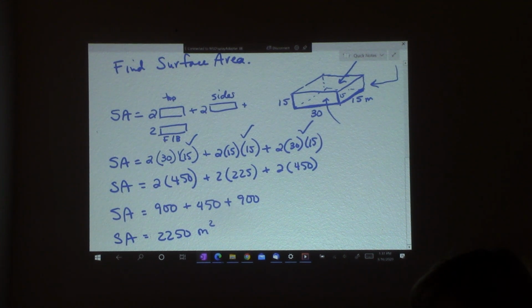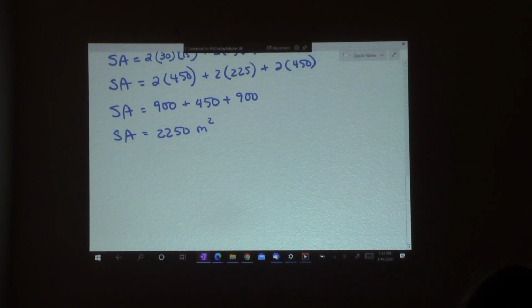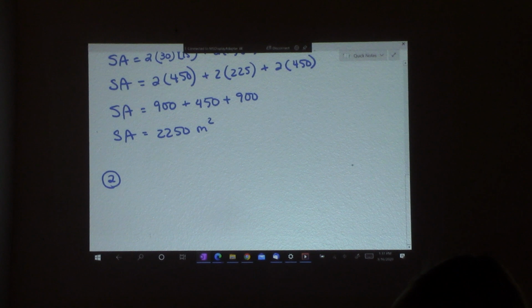Okay, the second one I'm going to do with you is a cylinder. So here's my cylinder. I'm going to draw a picture over here.